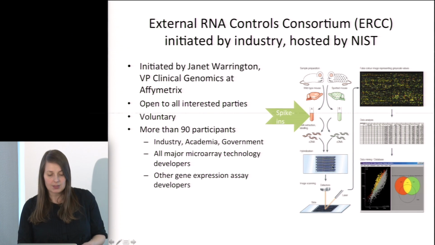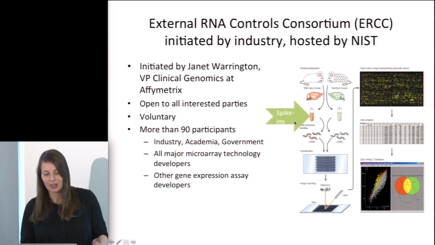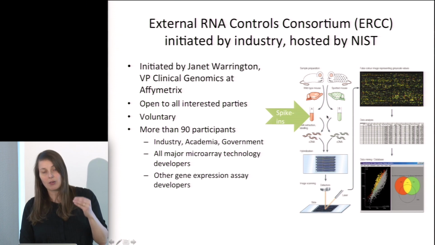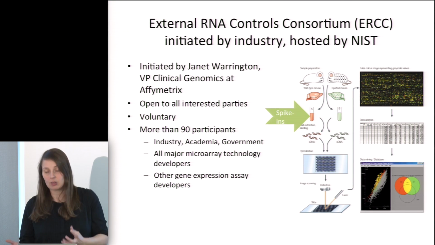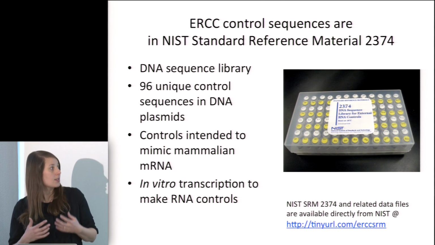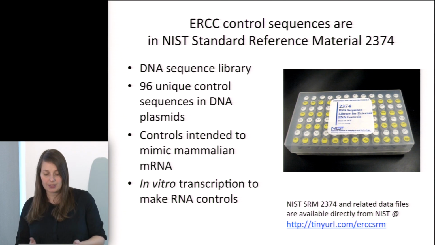And the goal of the ERCC was to develop external RNA controls, or commonly called spike-ins, to put into gene expression experiments at the beginning of the measurement process so that you would have these controls that went through with your sample RNA molecules all the way through the measurement to the final results. And the product of the ERCC is this NIST Standard Reference Material. We call it SRM 2374.